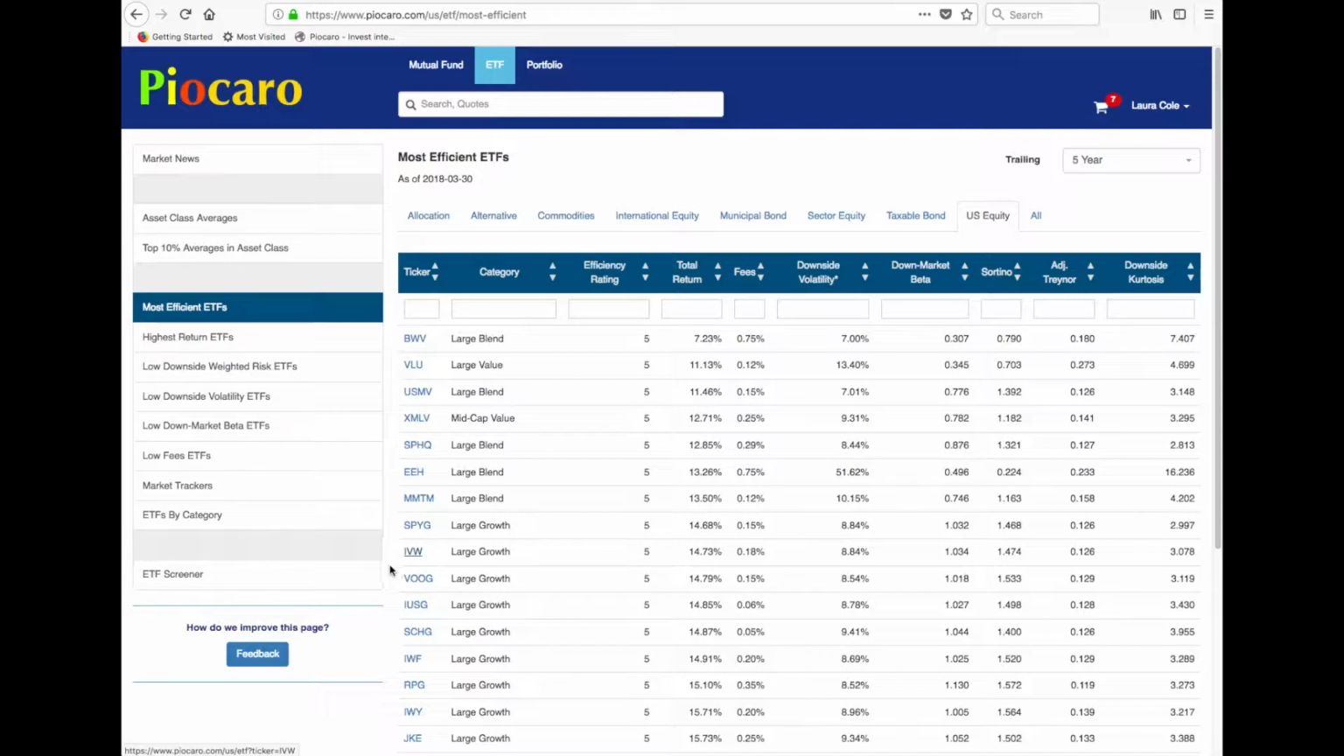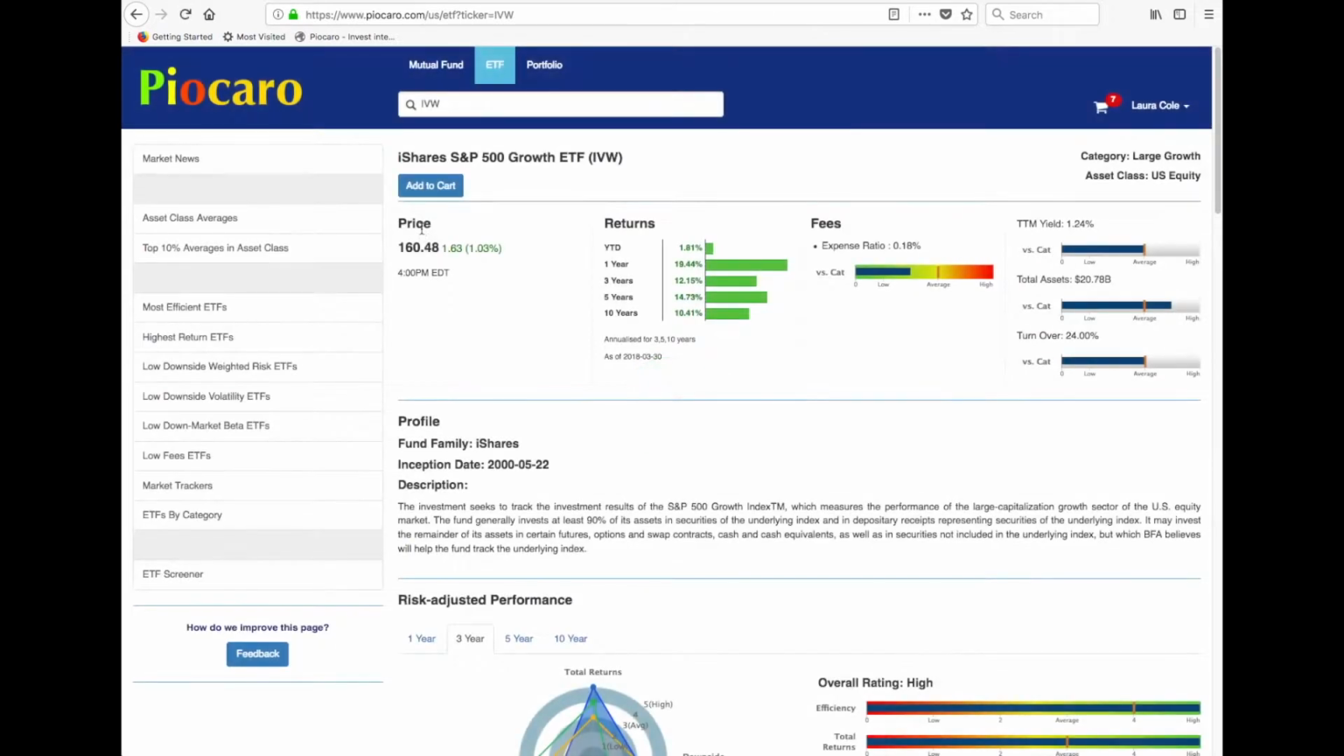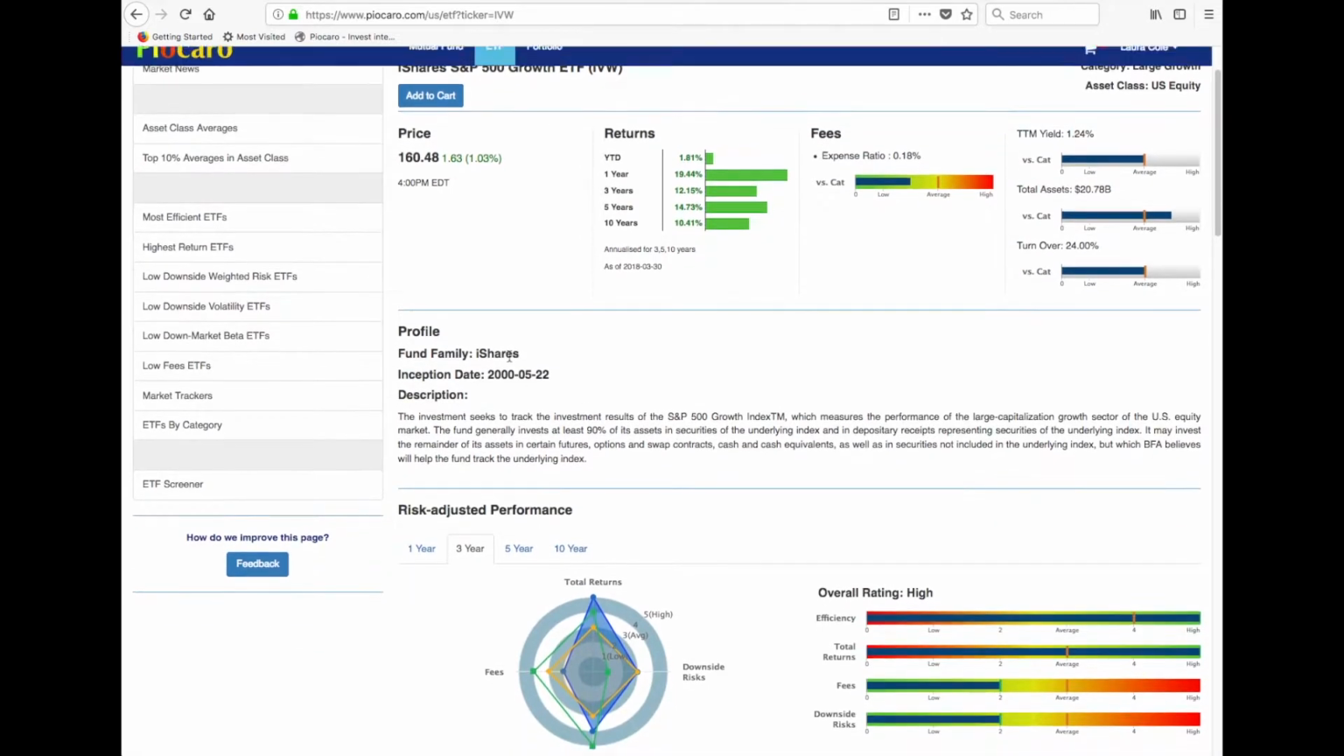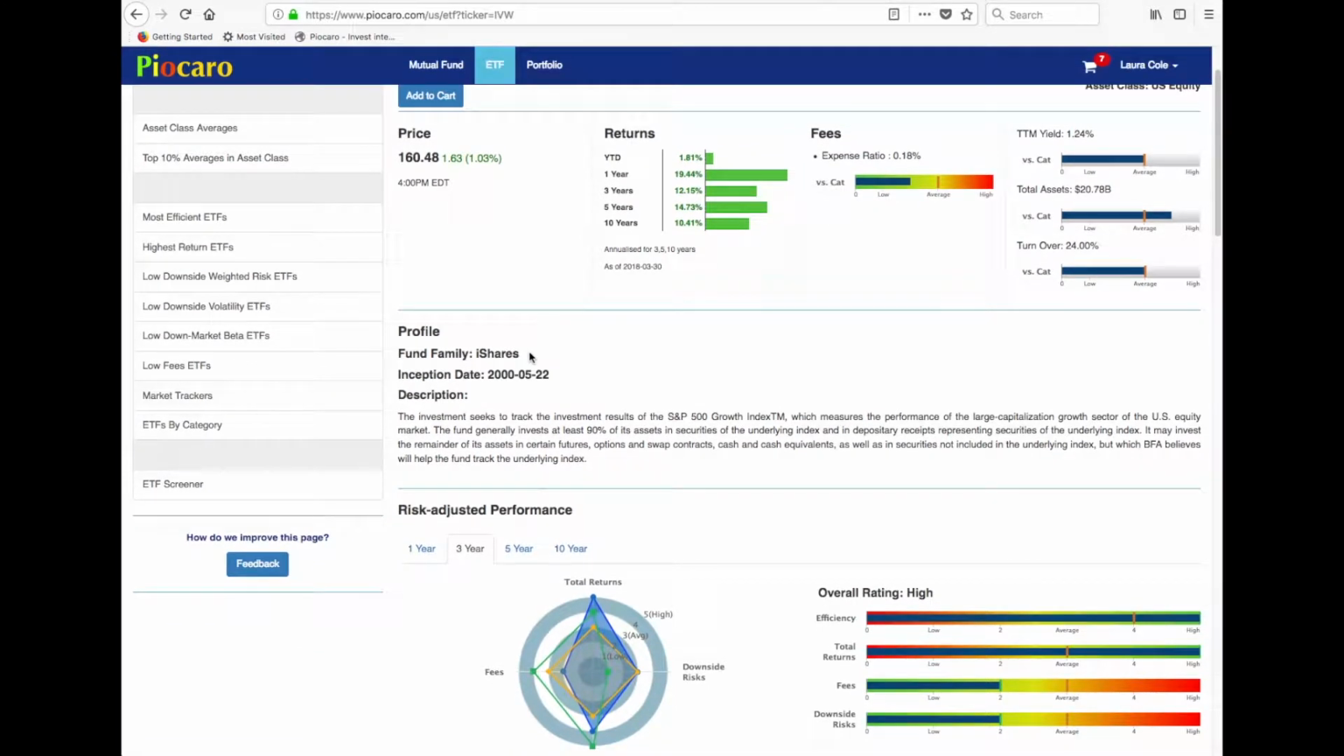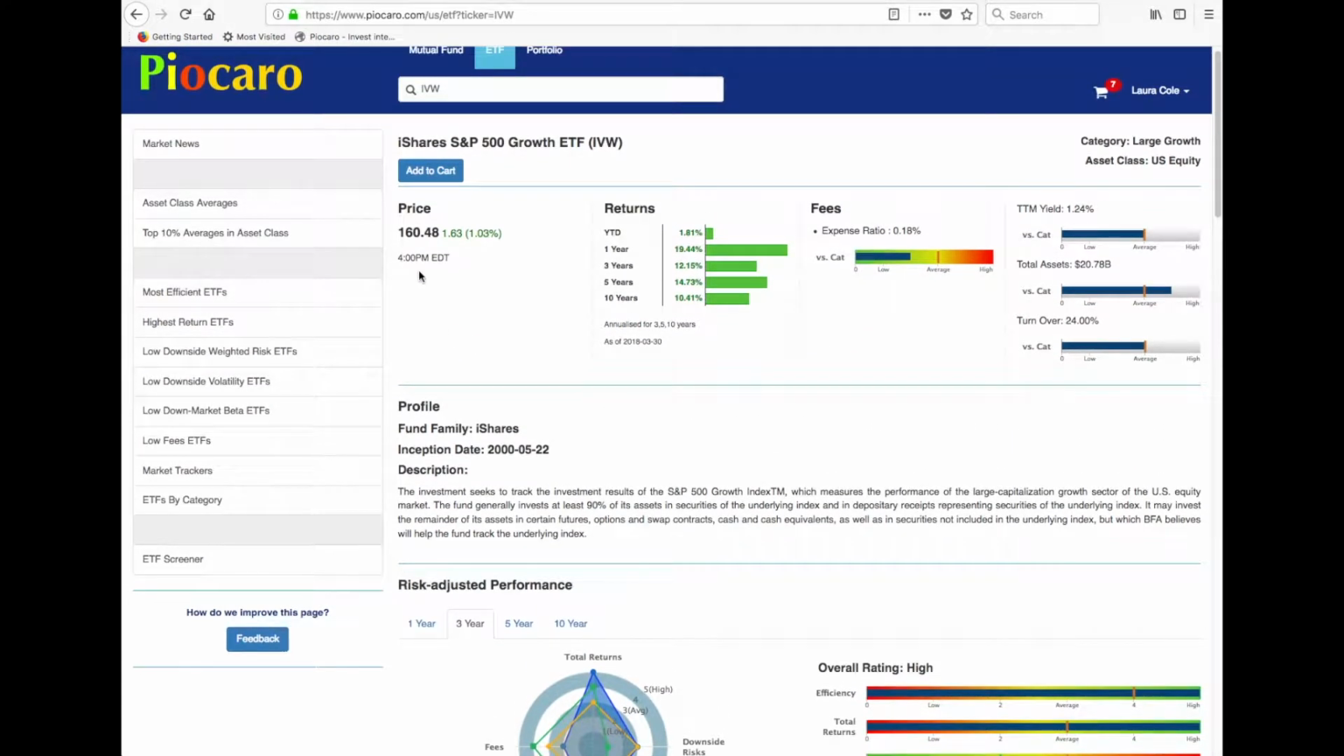Okay, for this example, I'm going to select the iShares S&P 500 Growth ETF. Here we have the page of the iShares S&P 500 Growth ETF. From the profile, we know the fund family, iShares. The fund was started almost 18 years ago, and it seeks to track the S&P 500 Growth Index. Here's the fund's price quote. This is a 15-minute delay quote. And here are the fund's returns over the past 10 years, as well as the year-to-date return.